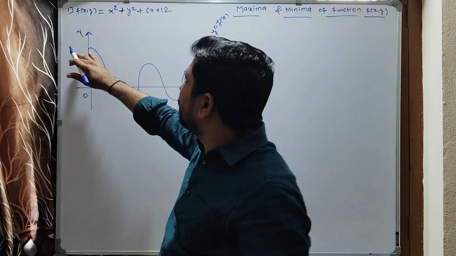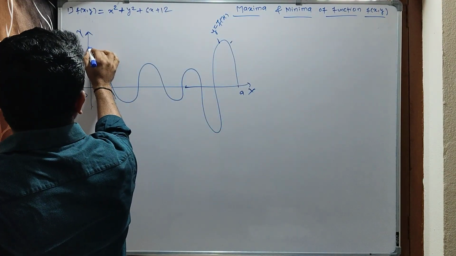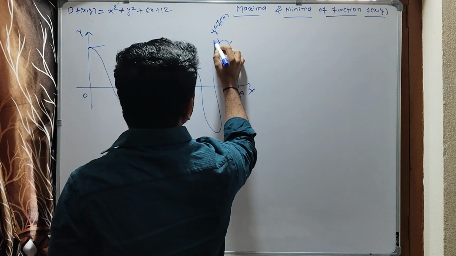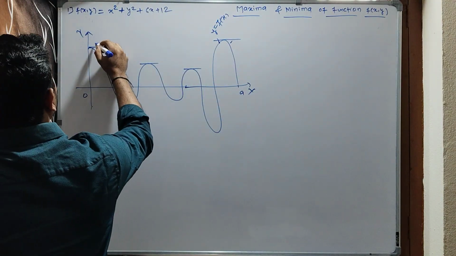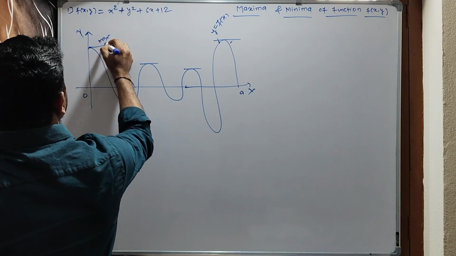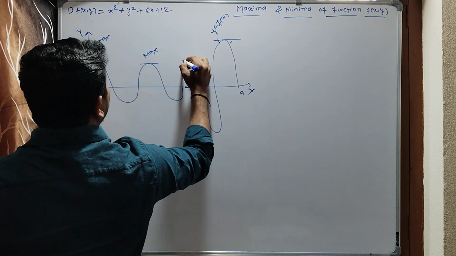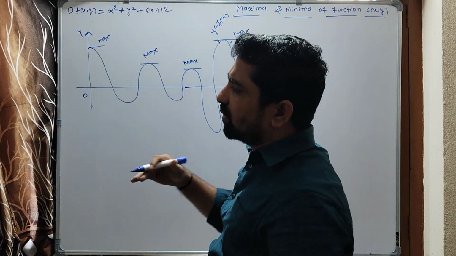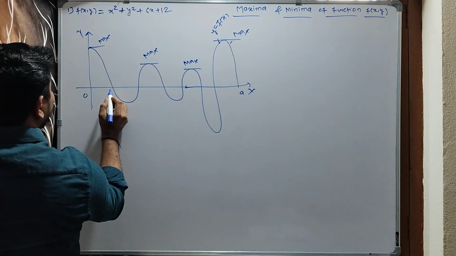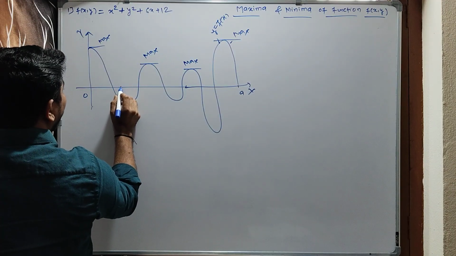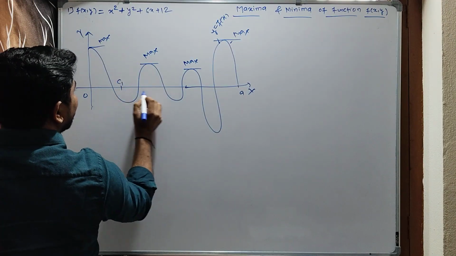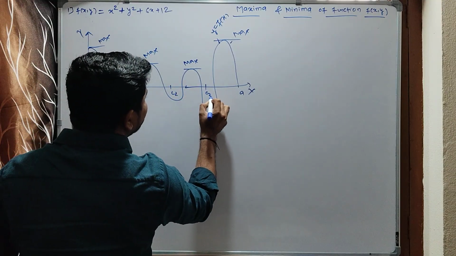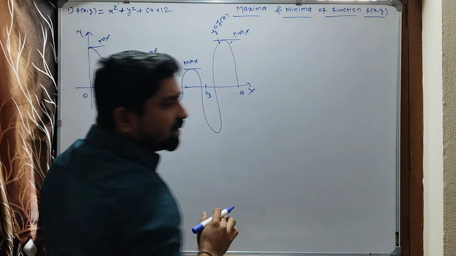Here this is one maximum value, this is another maximum value, and this is one maximum value, and this is one maximum value. Here this is one maximum value, and this is one maximum value, and here one more. Now from the closed interval 0 to a, I will define sub-intervals. So C1, from C1 to C2, let's say C3, and let's say from C3 to a.